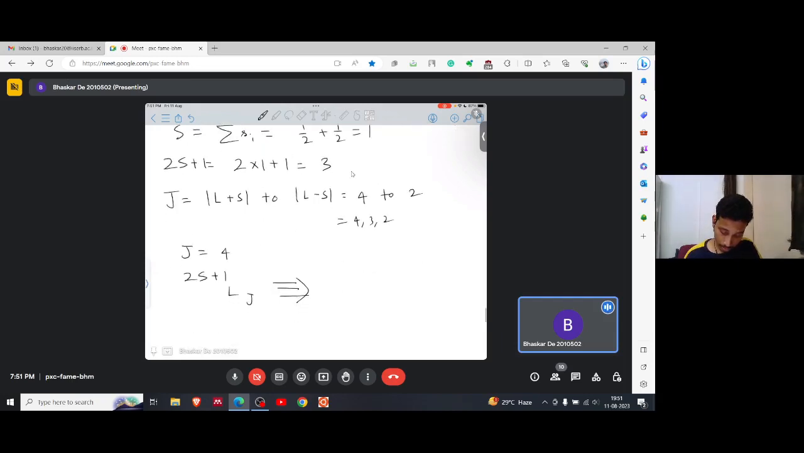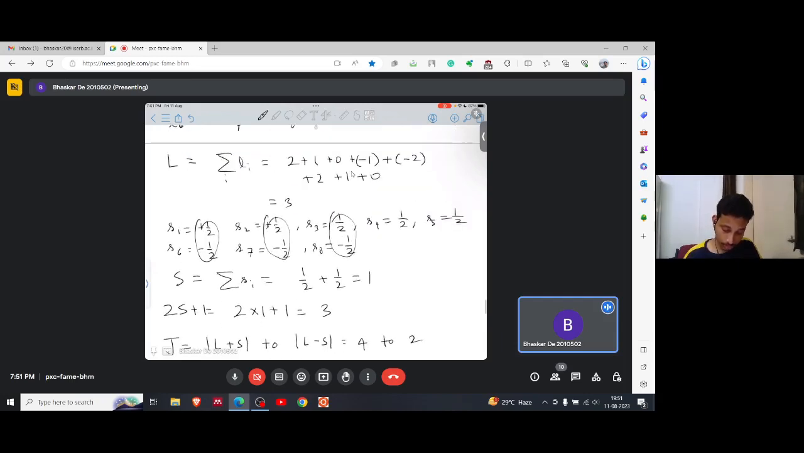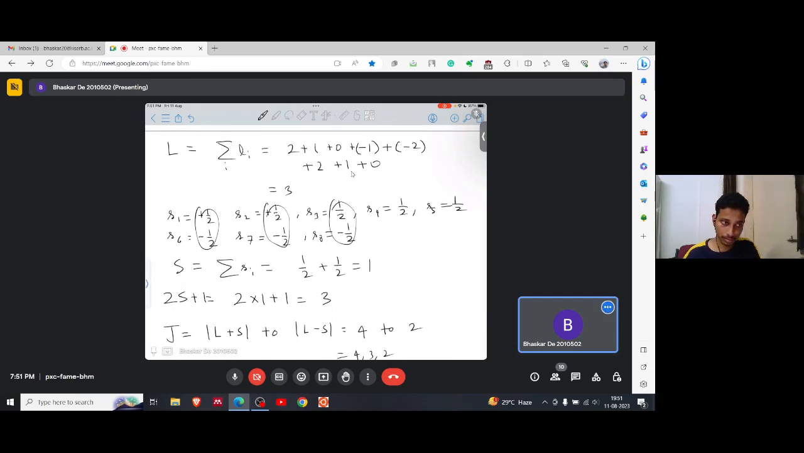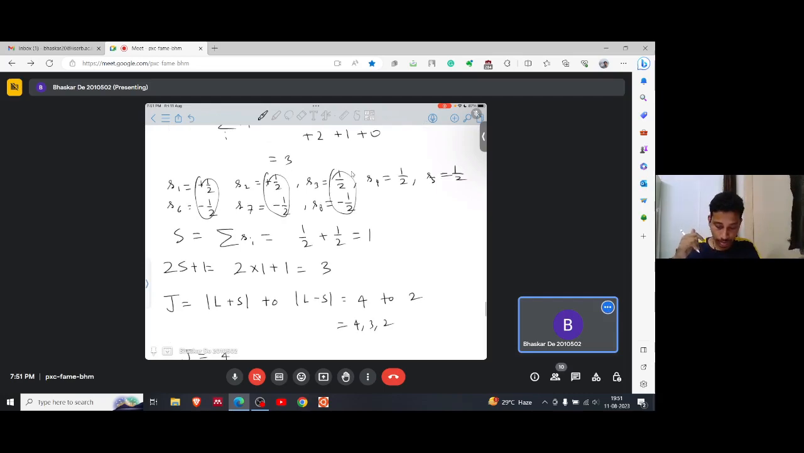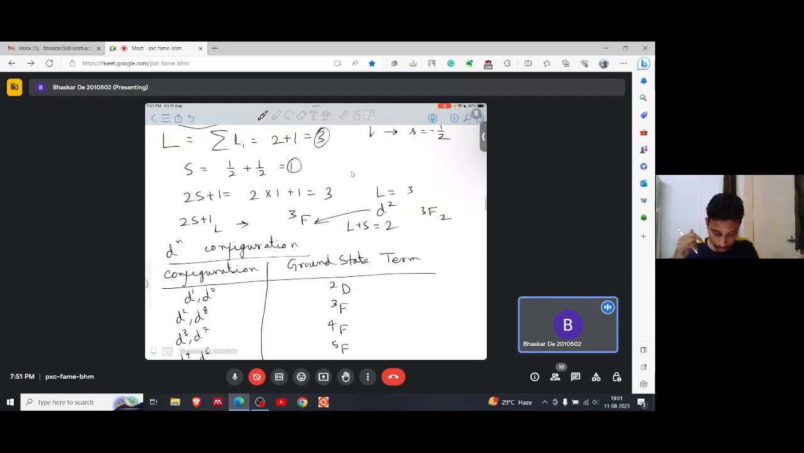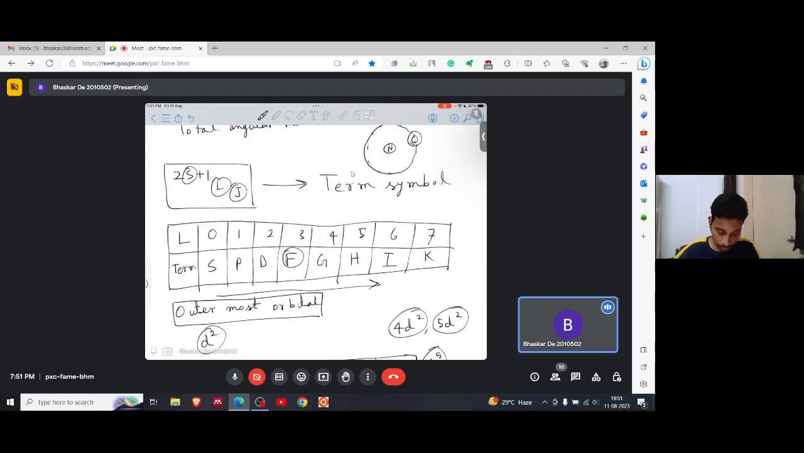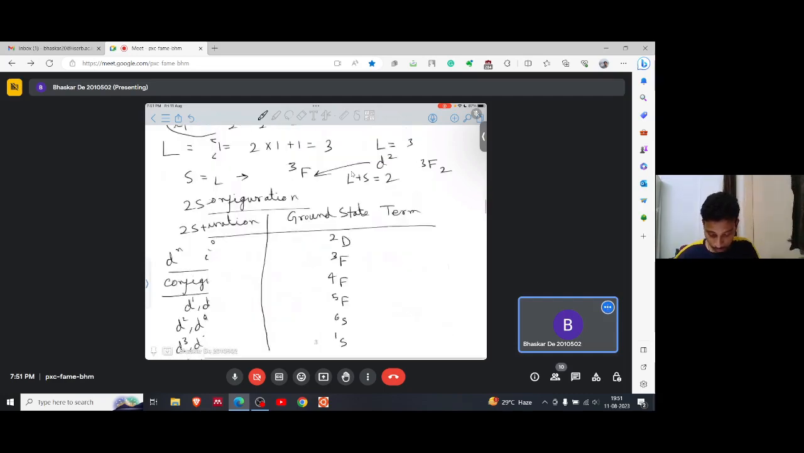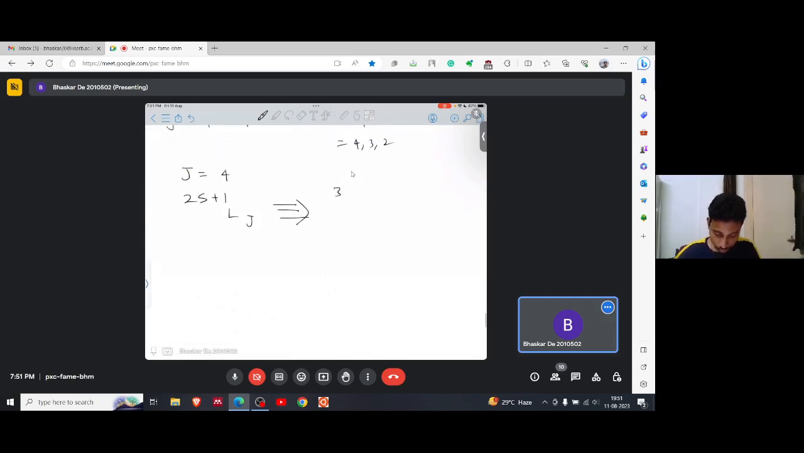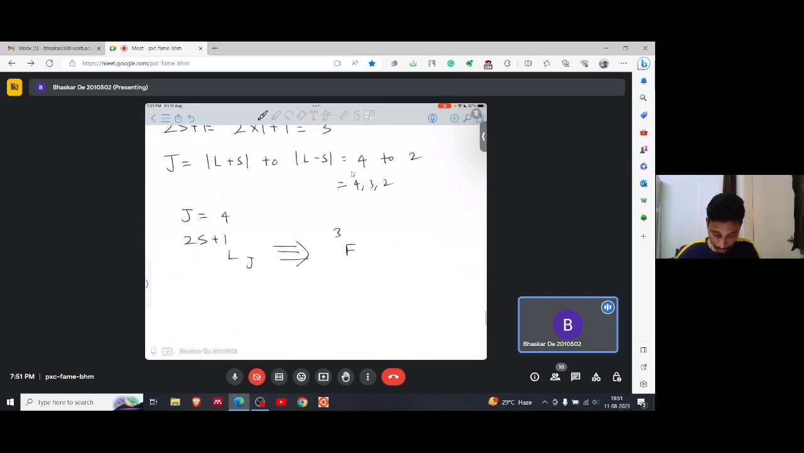So the term symbol 2S plus 1 L J: 2S plus 1 is 3, L equal to 3. For L equal to 0 it is S, for L equal to 1 it is P, for L equal to 2 it is D, for L equal to 3 it is F. So it is F, then J equal to 4. The spectroscopic term symbol will be 3F4.